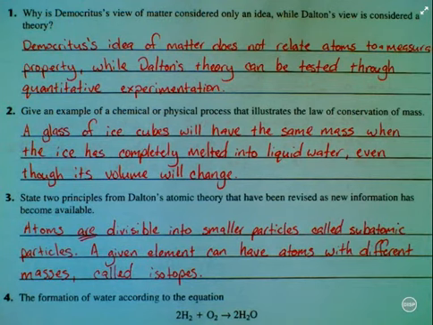Now let's look at number 3. State 2 principles from Dalton's atomic theory that have been revised as new information has become available. And this really gets to the idea of what the atomic theory is.